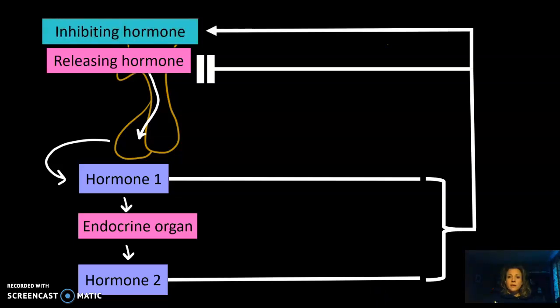But it's going to do something else too. Those two hormones are going to stimulate the hypothalamus to secrete inhibiting hormone. So we have two actions with one result. The result will be to stop the anterior pituitary gland from secreting hormone 1.